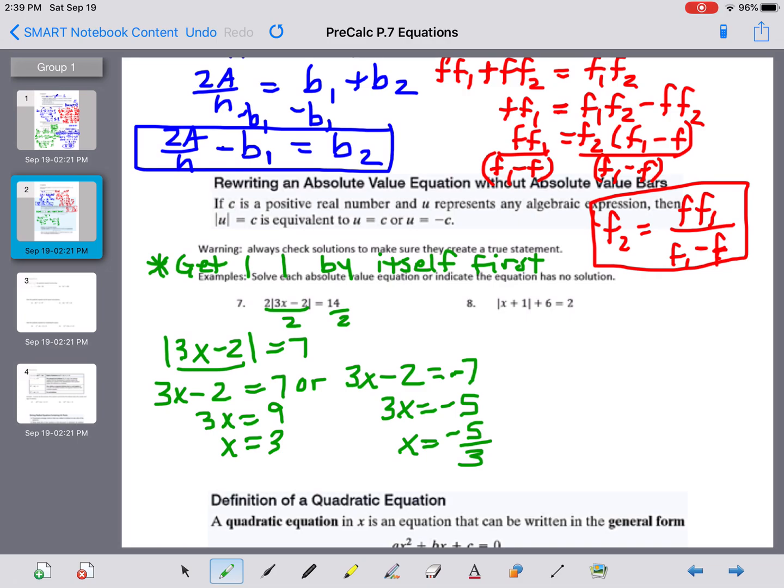If I plug in 3, I get 3 times 3 is 9 minus 2 is 7. Is the absolute value of that 7? Yes. If I plug in x equals negative 5 over 3, negative 5 over 3 times 3 is negative 5, minus 2 is negative 7, and is the absolute value of negative 7, 7? Yes. So we get either answer. So in my set notation, I want to put both of my answers.